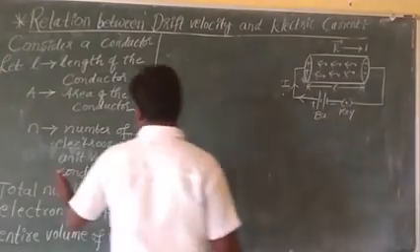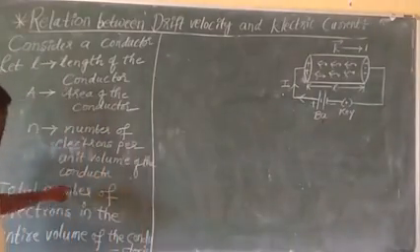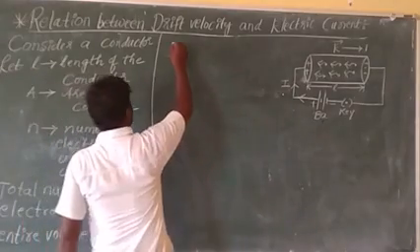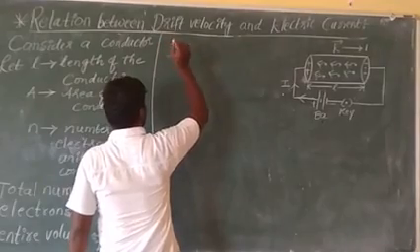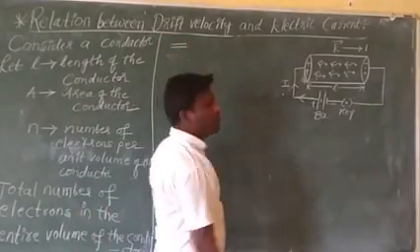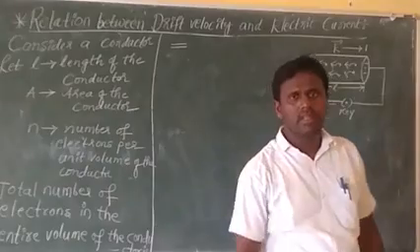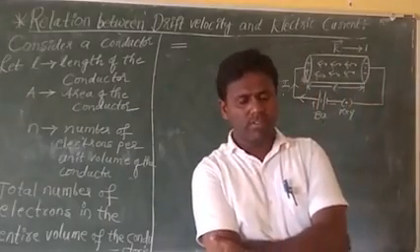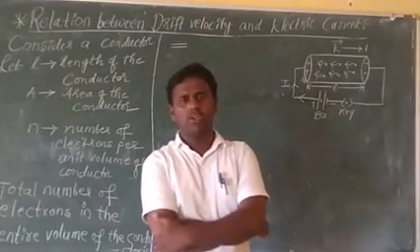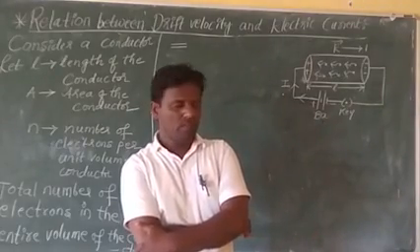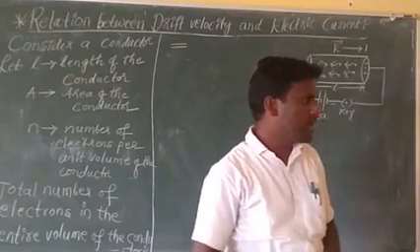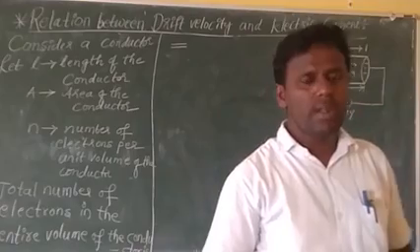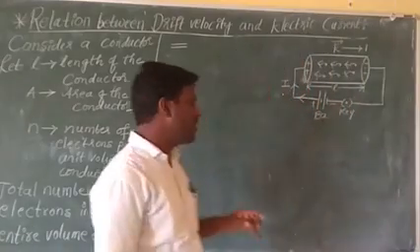So first I am calculating the total number of electrons in the entire volume of the conductor. Entire volume means volume is length into breadth into height. Length into breadth means area.